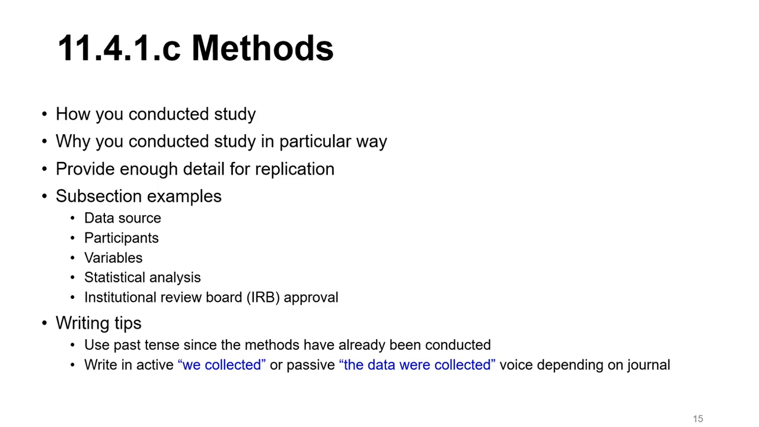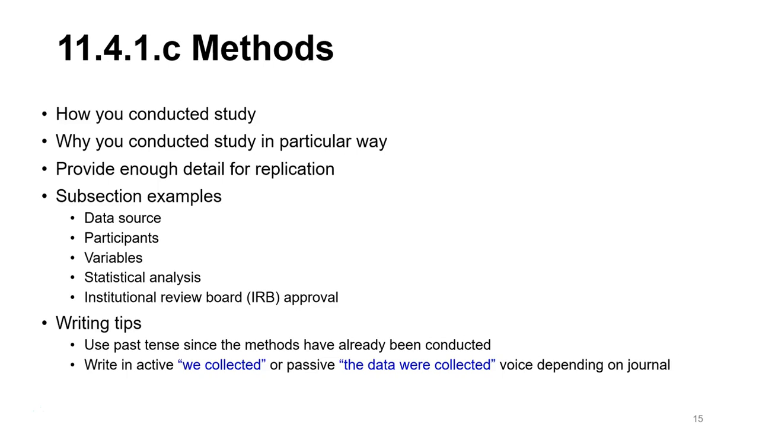So section 11.4.1c is the methods. And so within the methods section, you want to discuss how you conducted the study and why you conducted the study in a particular way. You want to provide enough information so that if someone wanted to replicate your study, they could do that. And this is particularly important for National Health Interview Survey and other national health surveys, because anybody can go and download the data from the website and they can run an analysis and get different results and potentially question your results. And so you want to make sure that you're very specific on how you create your variables.